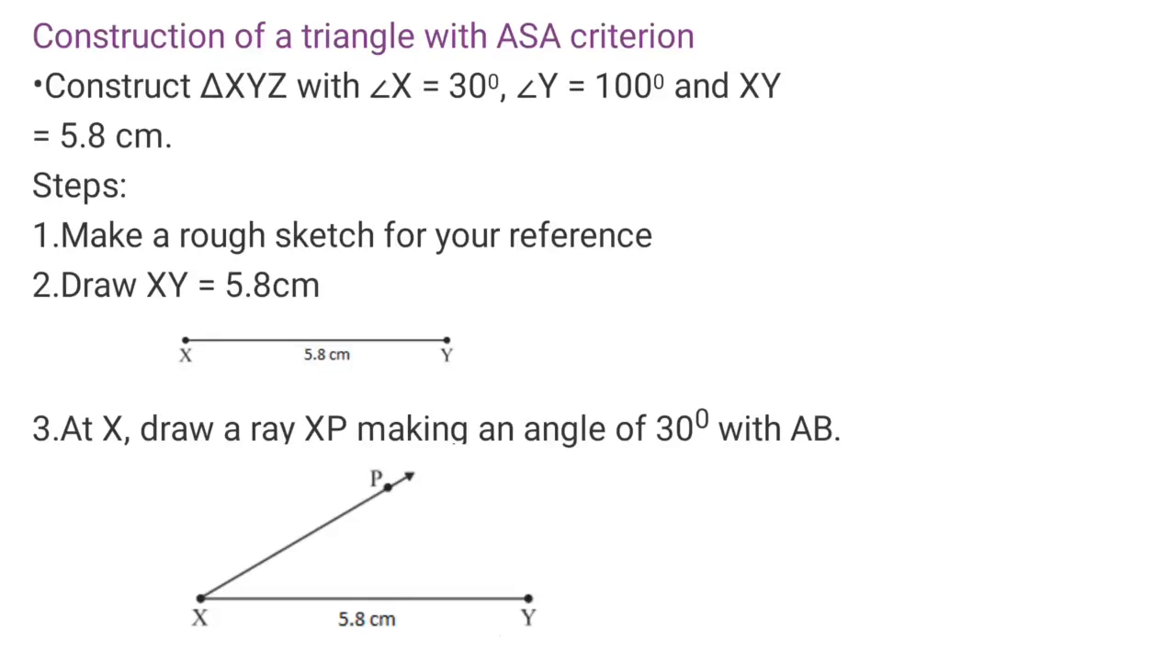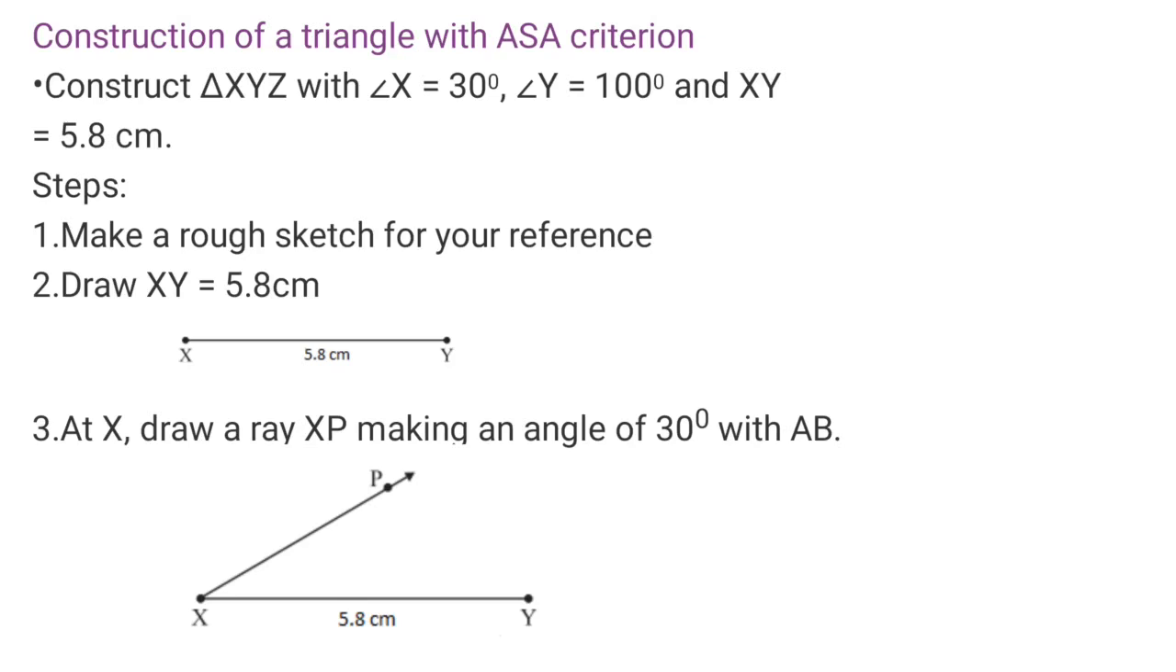Also, let us learn how to construct triangle with ASA criterion with the help of an example of triangle XYZ where angle X is 30 degree, angle Y is 100 degree and XY is equal to 5.8 cm. Here ASA criterion means angle side angle criterion. For this, we will also draw a rough sketch of the triangle required and then we'll start accordingly. Thus, we'll follow the following steps of construction in order to construct the required triangle XYZ.